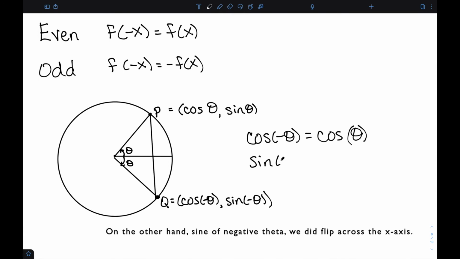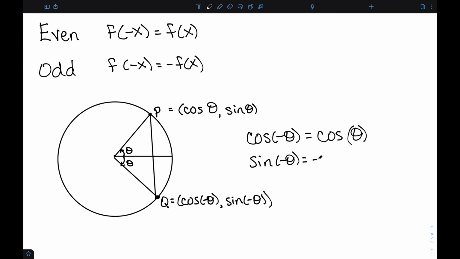On the other hand, sine of negative theta, we did flip across the x-axis. We have the same value of y, except that it's just negative since it's on the other side of the x-axis. So this is equal to negative sine theta, which tells me that sine is an odd function.